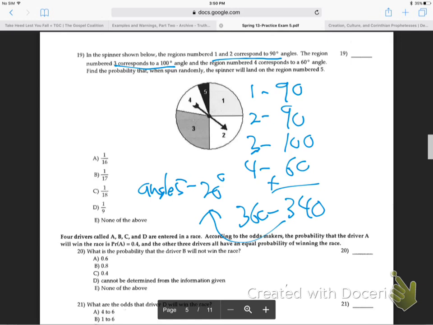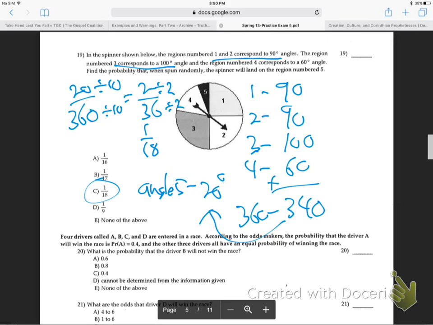Okay, so what's the probability? It's 20 out of 360, because remember, you always go over the total. So if you're spinning that spinner and you're hoping to land in region 5, you have 20 over 360. Reduce it by 10, and that'd be 2 over 36. Divide by 2, 1 over 18. That's your probability. Is that good for the angles? All the way around a circle is 360.